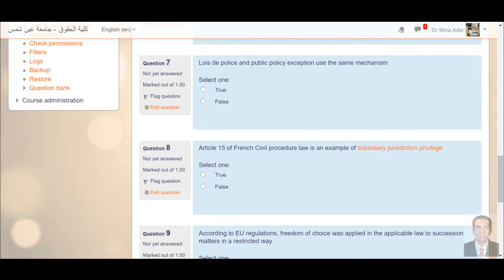Question 7. Loi de police and public policy exception use the same mechanism? Of course not. As you know, loi de police and public policy are completely different mechanisms. The first one, loi de police, is applied immediately, and public policy exception will intervene last. It will come when the solution is against the forum's requirements of public policy. So here, loi de police and public policy don't use the same mechanism. So it is false.